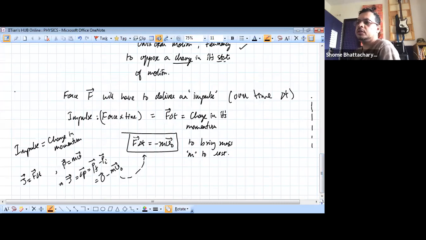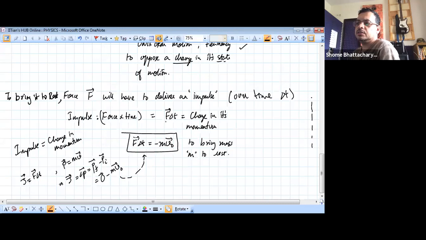So again, to bring the body to rest, the force F will have to deliver an impulse over time delta t. So this is how we define impulse. It is force multiplied by time. So F into delta t.